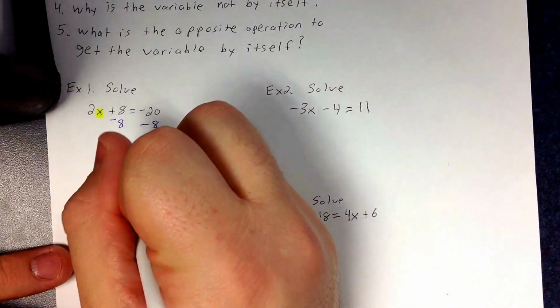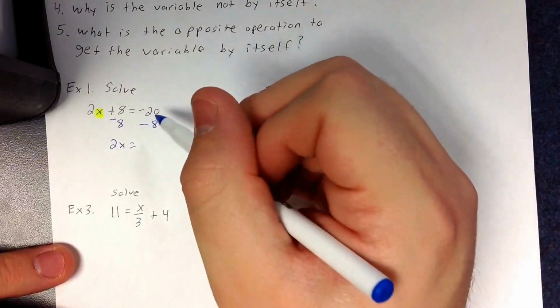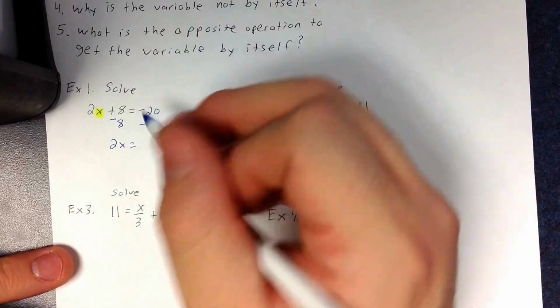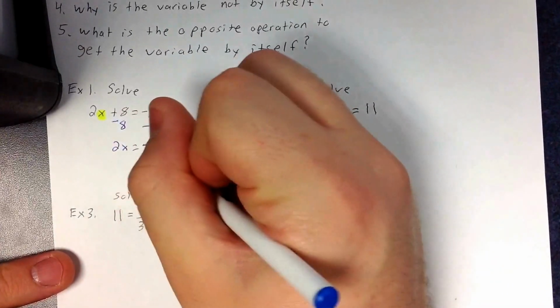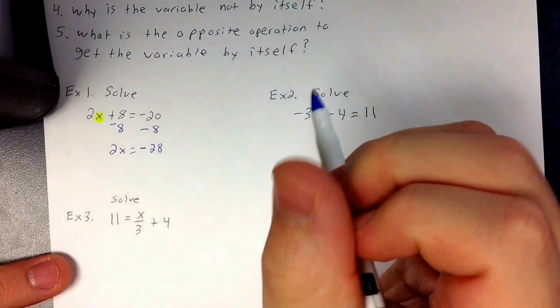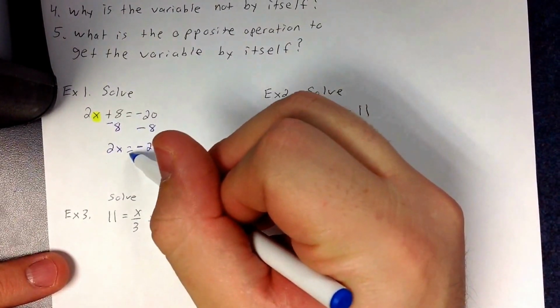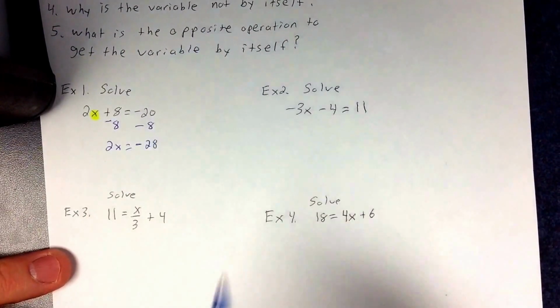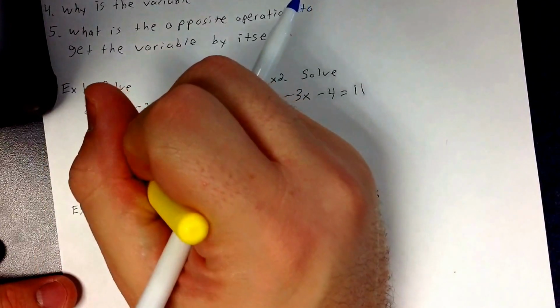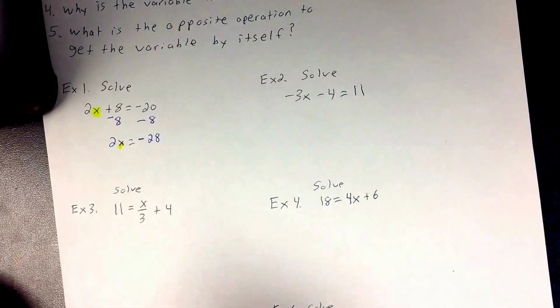So I bring down the 2x. Again, follow your rules for combining. Since the signs are the same, I'm going to add and keep the sign. So negative 28. Then again, it's still an equation. I'm not done yet because the variable is still not by itself. It's on the left-hand side, but now I got to get rid of the 2.